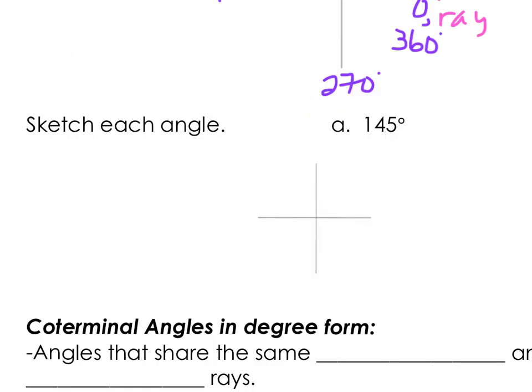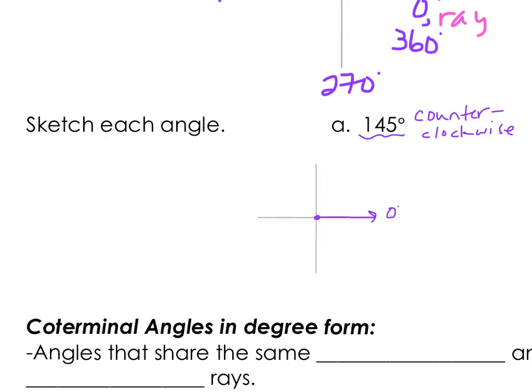Let's try a couple. Sketch each angle. Our first angle is positive 145 degrees. This means we're going to rotate counterclockwise around the coordinate system. And I'll show you what that looks like. We always start with our vertex at the center, and we draw our initial ray to the right-hand side on the x-axis. That's our 0-degree rotation.